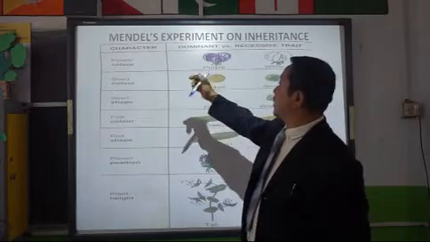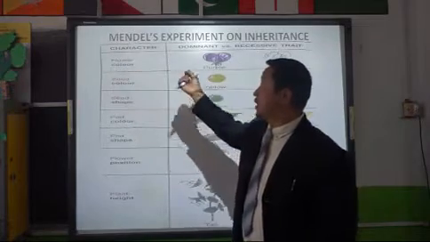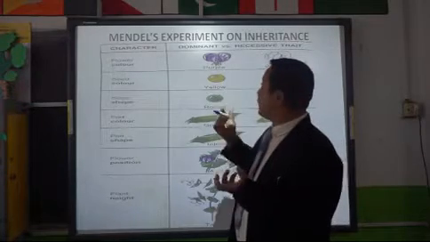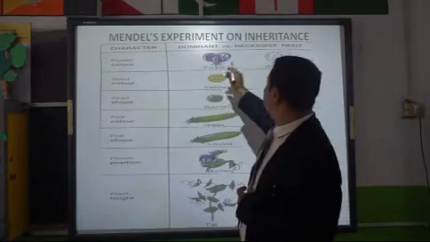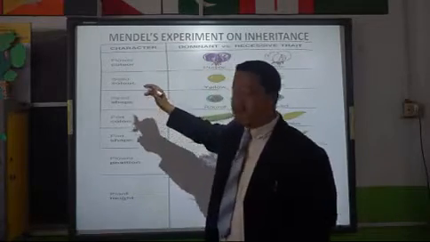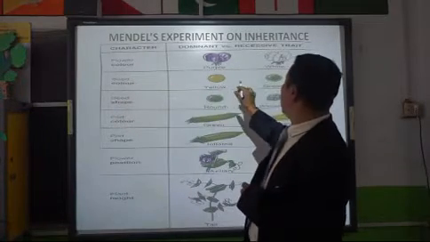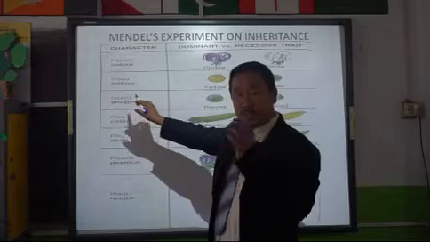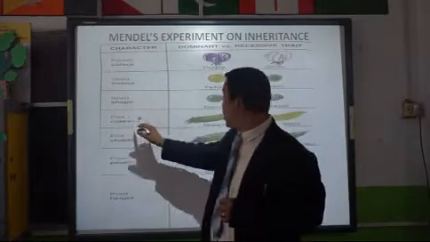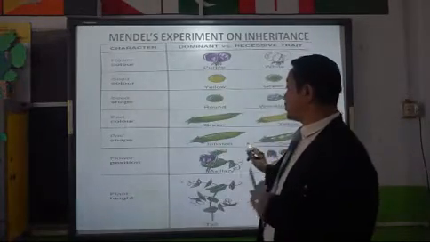You see the color of the flower of the pea plant. The pea can bear a purple flower or a white flower. He considered one character for that, and he also considered the color of the seed, that is yellow and green. Seed shape he also considered, that was round and wrinkled. Similarly, pod color, green and yellow, and pod shape, inflated and constricted.